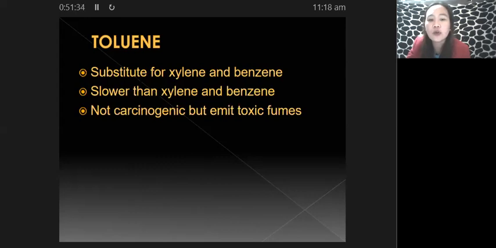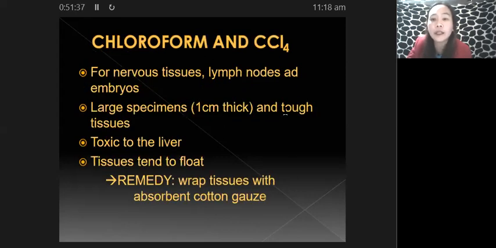All right. So, the reagents that we use for clearing and or de-alcoholization. Actually, these ones are only de-alcoholizing agents. So that means we cannot call them clearing agents, but when you have your board exam later on, they are still referred to as clearing agents in the board exam.